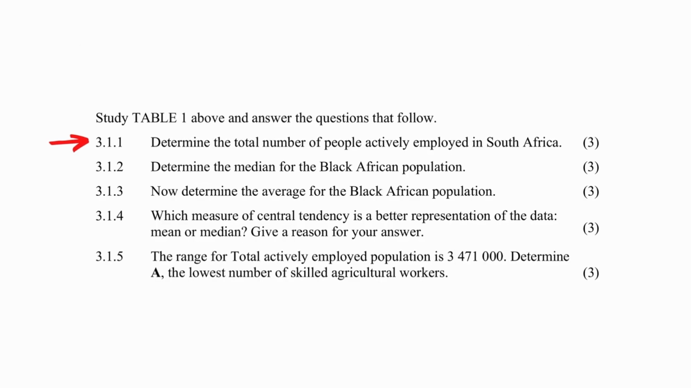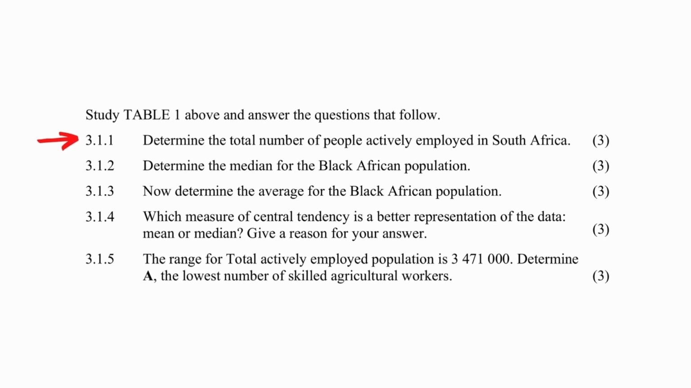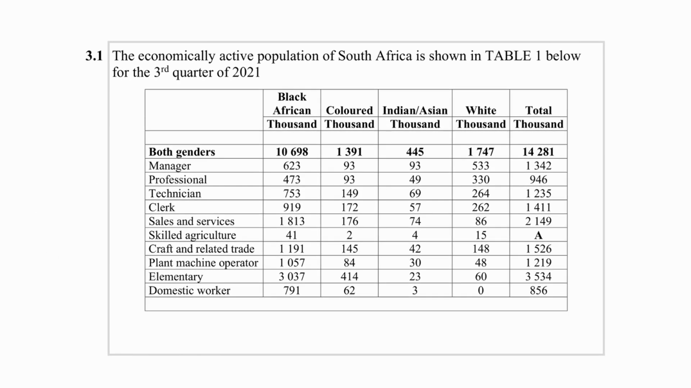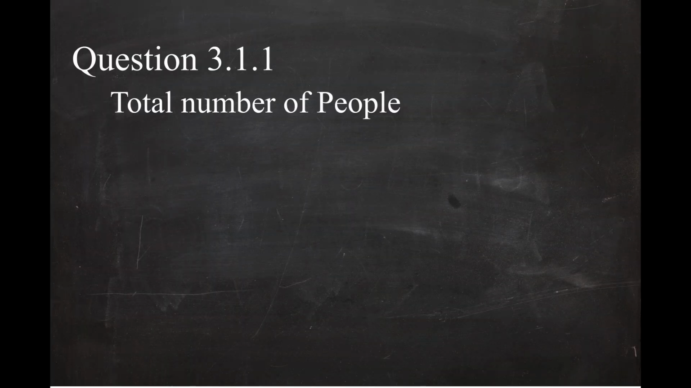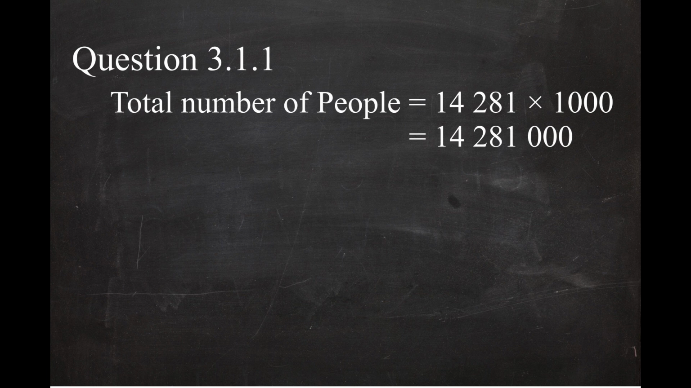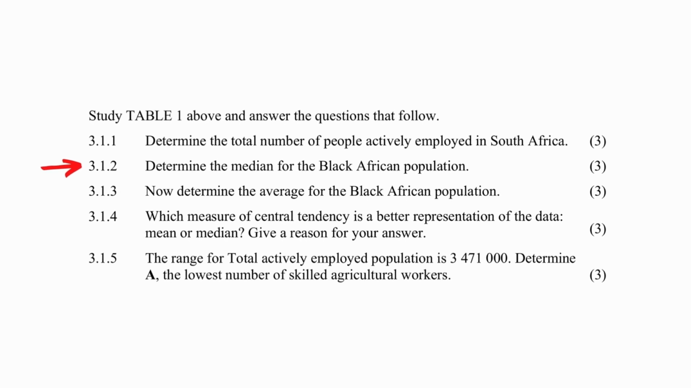Question 3.1.1 instructs you to calculate the total number of people actively employed in South Africa. The total number of people actively employed in South Africa can be read off the table here. Since the value is in thousands, you will have to multiply it by 1,000 to get the true value. So, the total number of people is 14,281 multiplied by 1,000, and this equals 14,281,000.